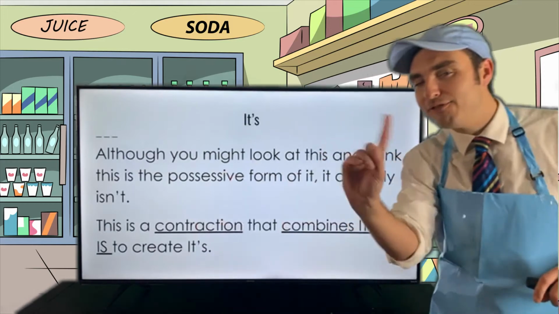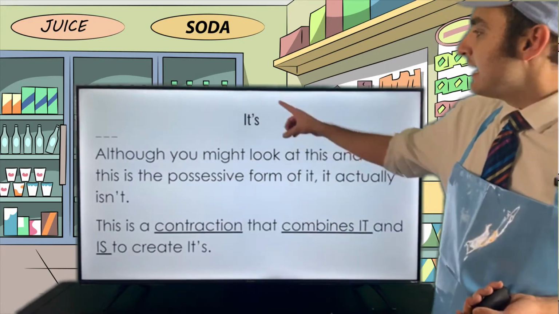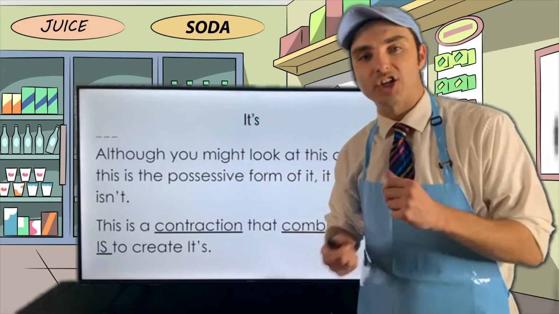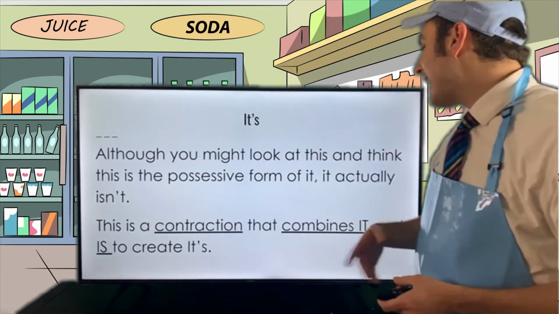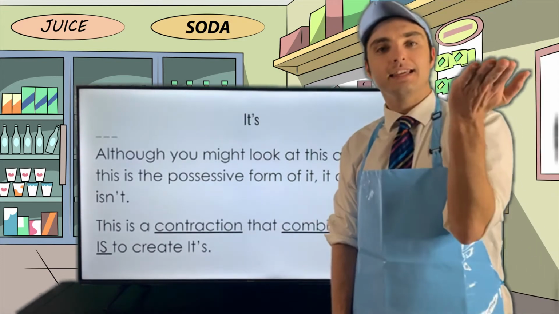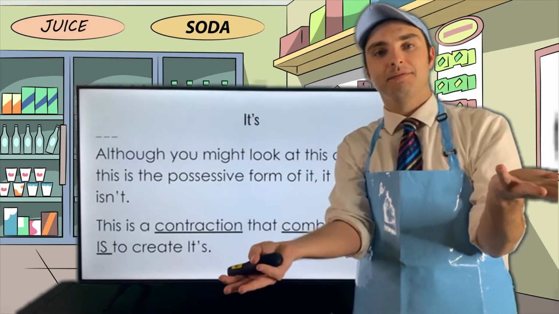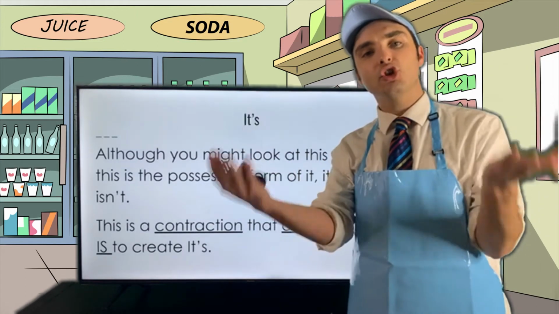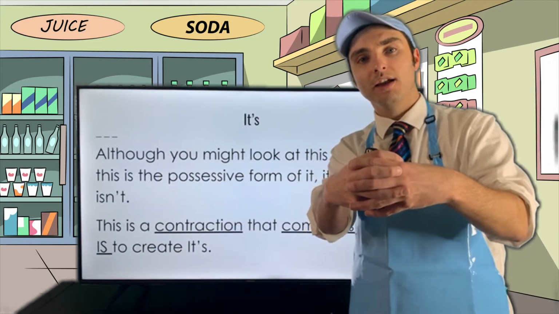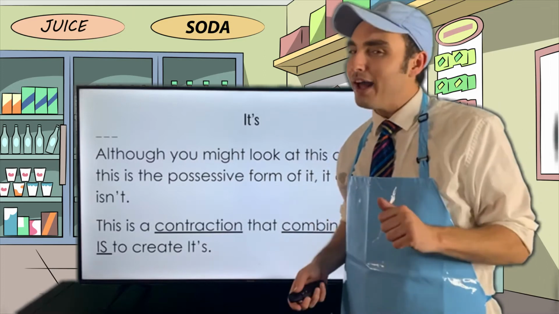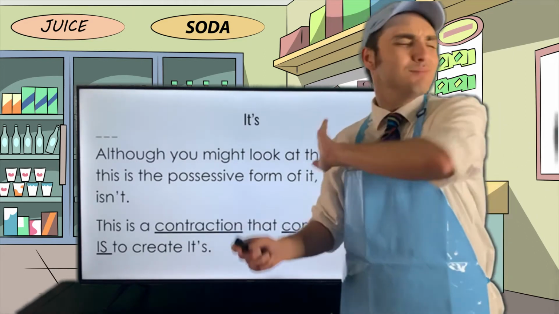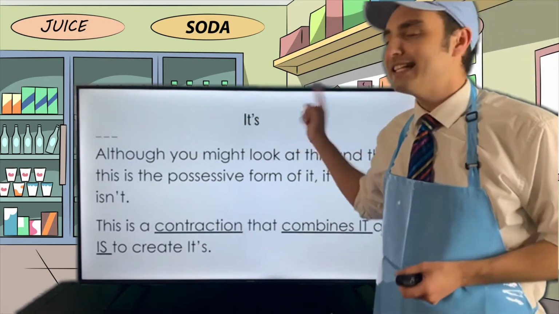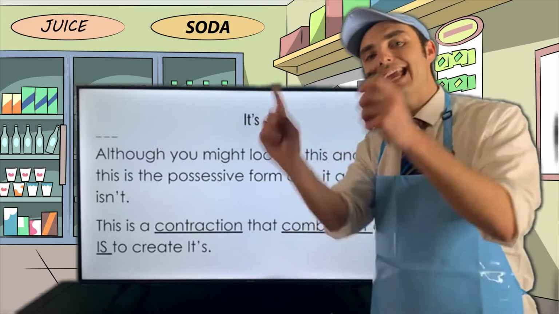But don't be fooled, y'all, because even though it looks like it's going to be possessive, this is actually a contraction. And it's a contraction that combines the words it and is. And we went over contractions last week. Remember, a contraction puts two words together into one with an apostrophe. Why do we have contractions? Because we're lazy. But that's besides the point. Let's look back here. This it's is a contraction meaning it is.